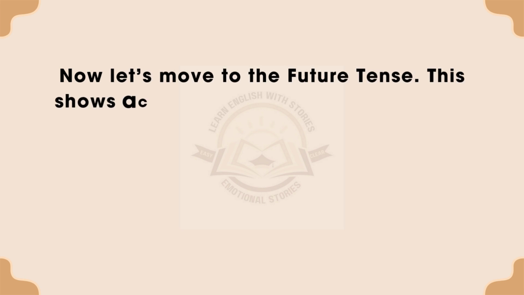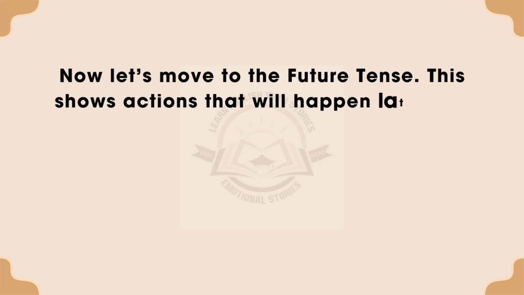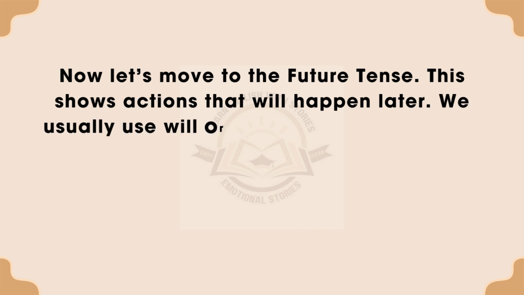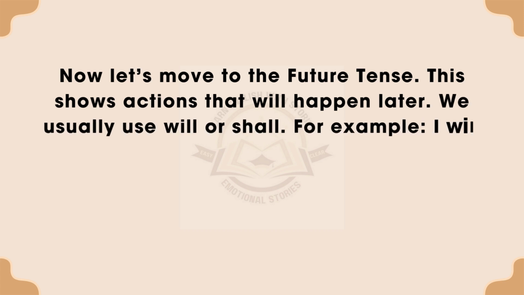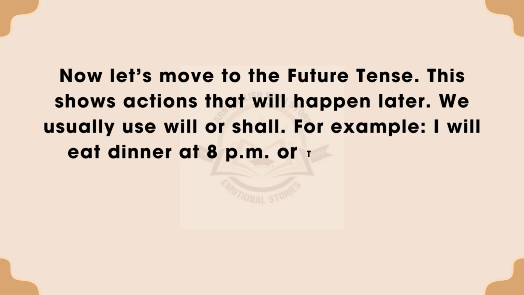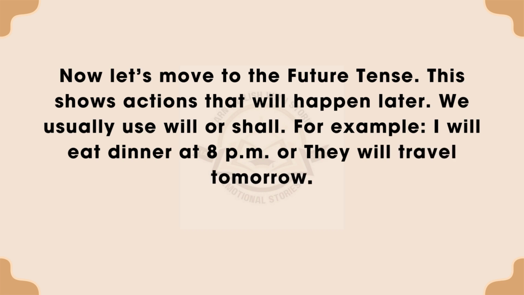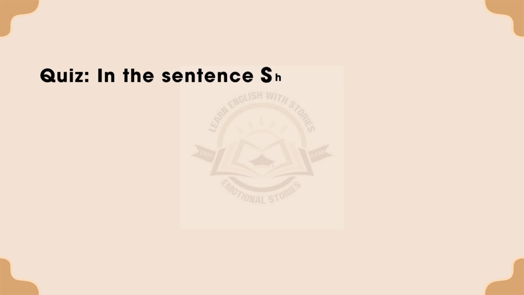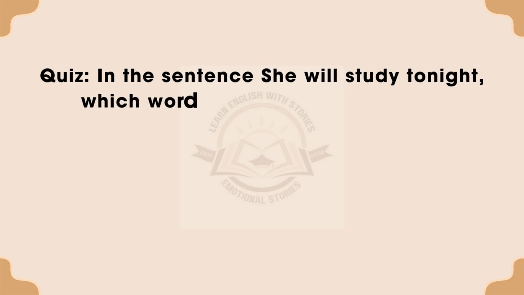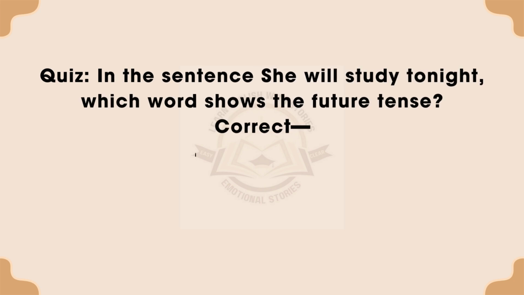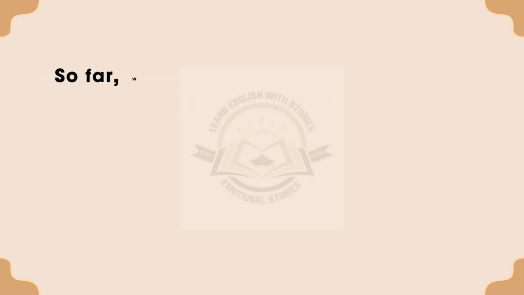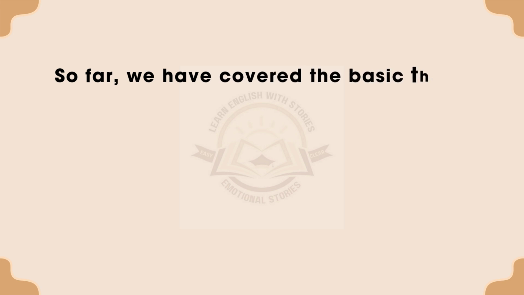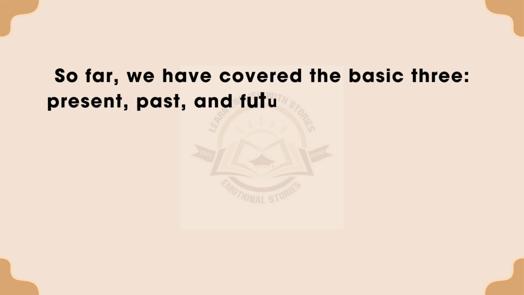Now let's move to the future tense. This shows actions that will happen later. We usually use will or shall. For example, I will eat dinner at 8 p.m. or they will travel tomorrow. Quiz. In the sentence, she will study tonight, which word shows the future tense? Correct. It's will study.